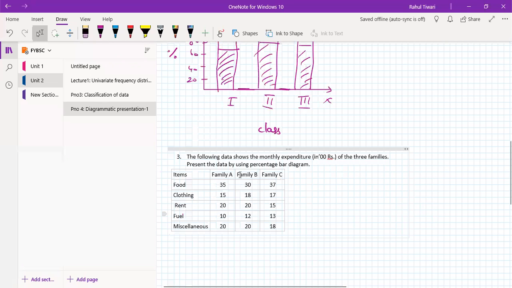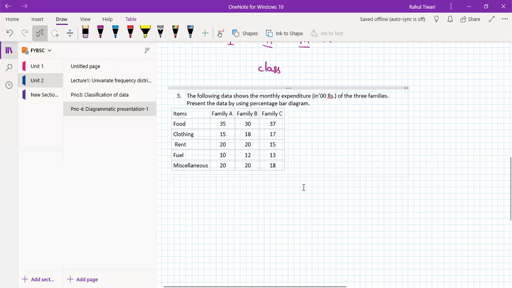What about here? Here they have mentioned percentage bar diagram. Now you may say, we have not studied percentage multiple bar diagram, but you have studied that data can be converted into percentage and one can go with that. But now again the question comes here. Now can anyone tell me which diagram we have to use? Name of diagram.